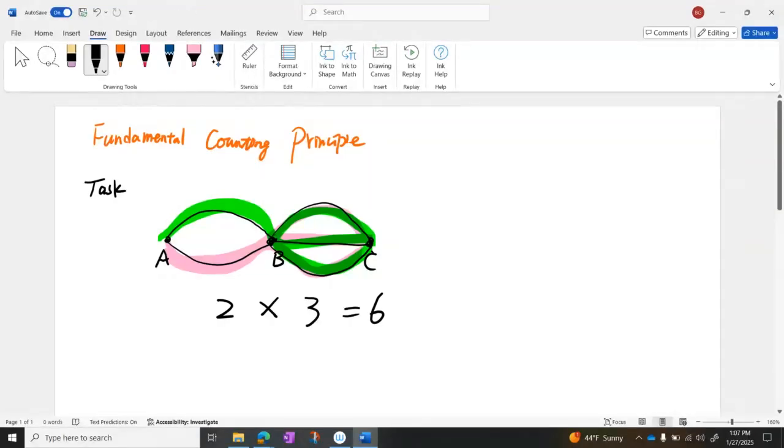What is the fundamental counting principle? I want you to connect the principle with this example. If your task has 2 parts or 2 steps, the number of ways to get this task done equals the number of ways to get the first part done times the number of ways to get the second part done. So knowing you are doing multiplication, you are not doing addition or any other operations, you are multiplying.